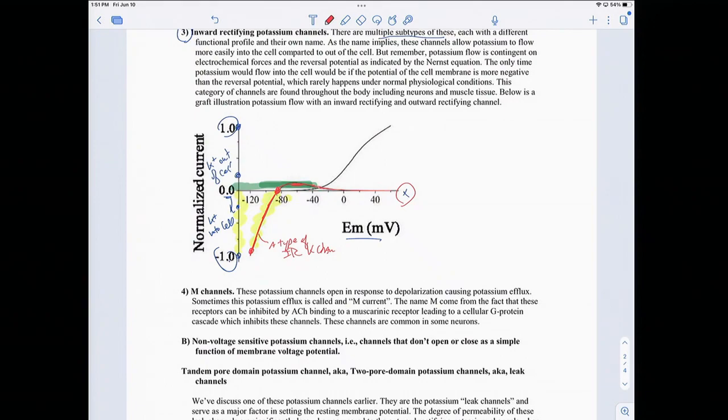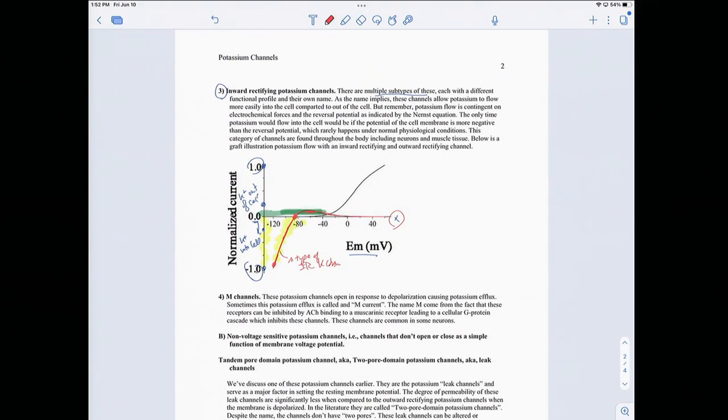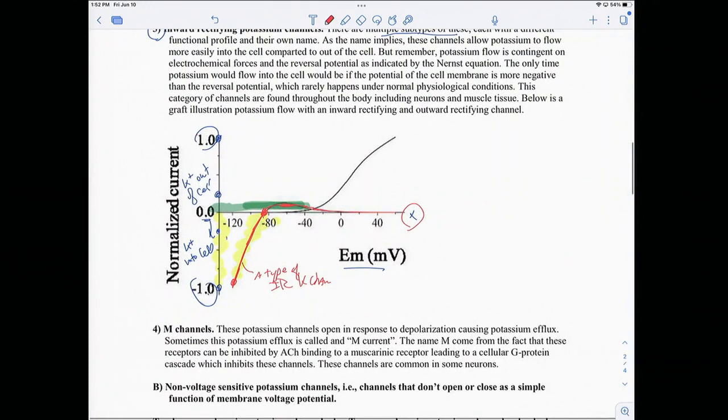pulling in more positives to counteract this very negative we have here. Because it's minus 120, more potassium flows in. As more potassium flows in, it's going to pull the membrane potential to its Nernst value. So that's what this means, and that's what that graph means. So let me undo the shading here.